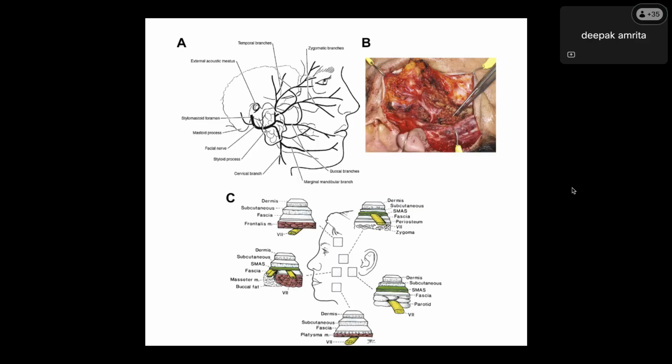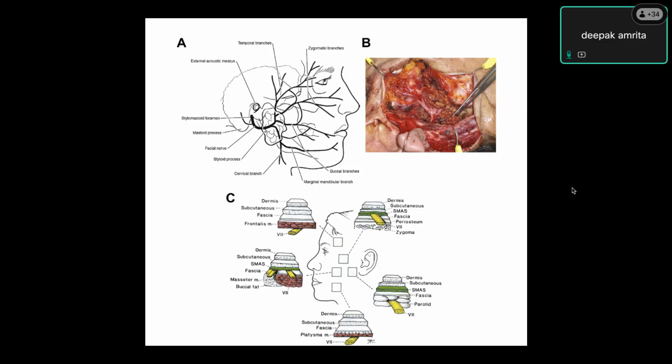Now, not all the branches of the nerve lie in the same plane on the face. As you see closer to the exit point from the stylomastoid foramen, the nerve is quite deep. Then the different branches of the nerves are in different levels. For example, if you look at the frontalis muscle, the nerve lies under the frontalis. If you look at the nerve going to the eye, it is below the SMAS layer.